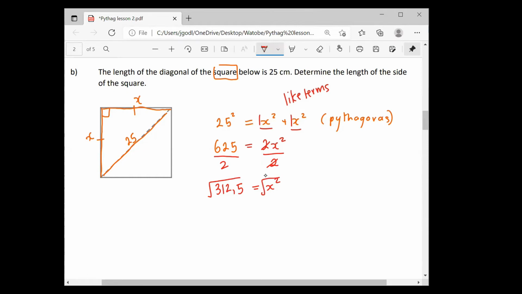So the square root of 312.5 gives me, so x is going to be 17.67766. And so because I always round off to 2 decimal places, this 7 is going to affect that 7. And so x is going to be 17.68. And we're dealing with centimeters, so we're going to put centimeters in.